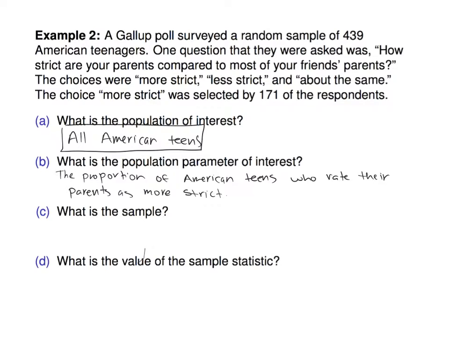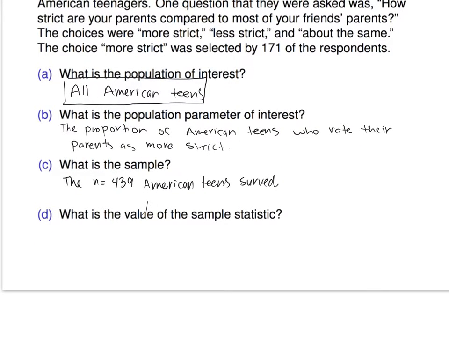Now, what is your sample? How many people did you survey? Yep, the n equals 439 American teens who were surveyed. Notice that the sample is everybody who was asked, not just the people who rated their parents as more strict, right? Okay. And then what is the value of the sample statistic, and what's the proper notation? So p hat. The proportion who rate their parents as more strict was 171 out of 439.